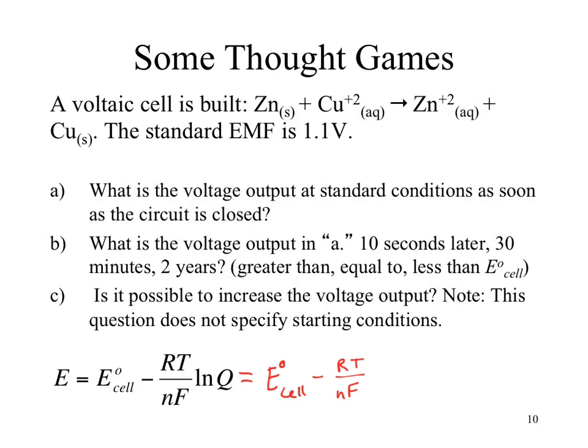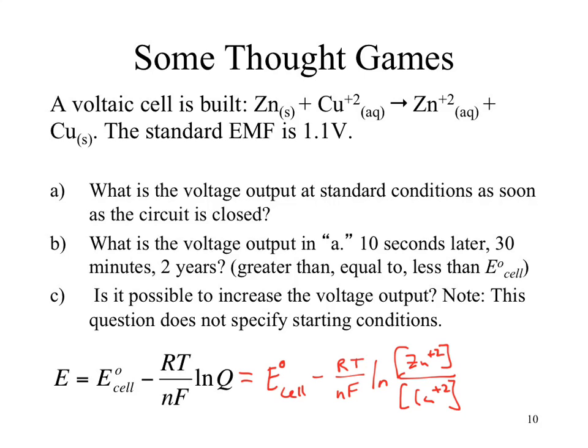Sorry, let me get out of your way. times the natural log of our product. What is our product in this case? Zinc ion. What is our reactant? Copper ion. If we're at standard conditions, the concentration of those two species was 1. 1 divided by 1 is 1. Natural log of 1 is 0.